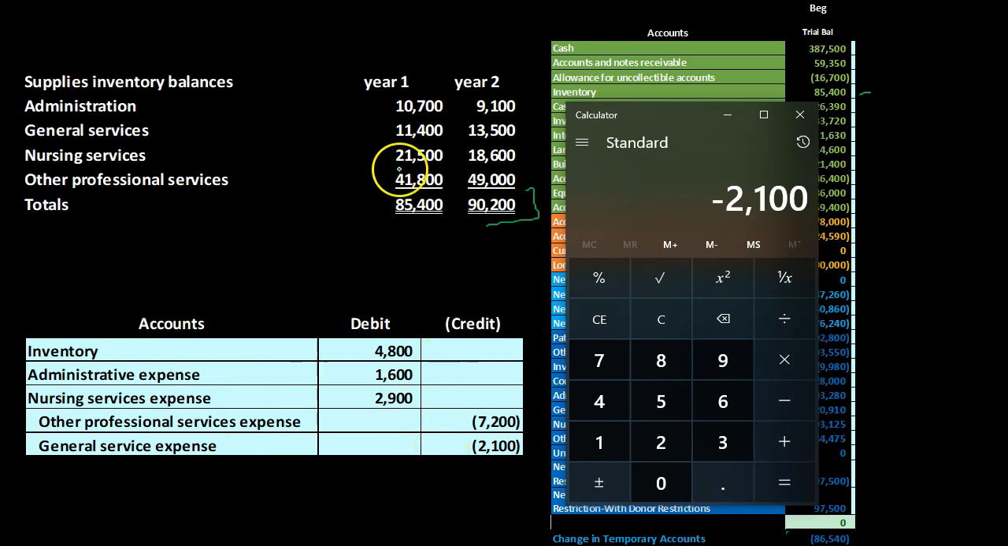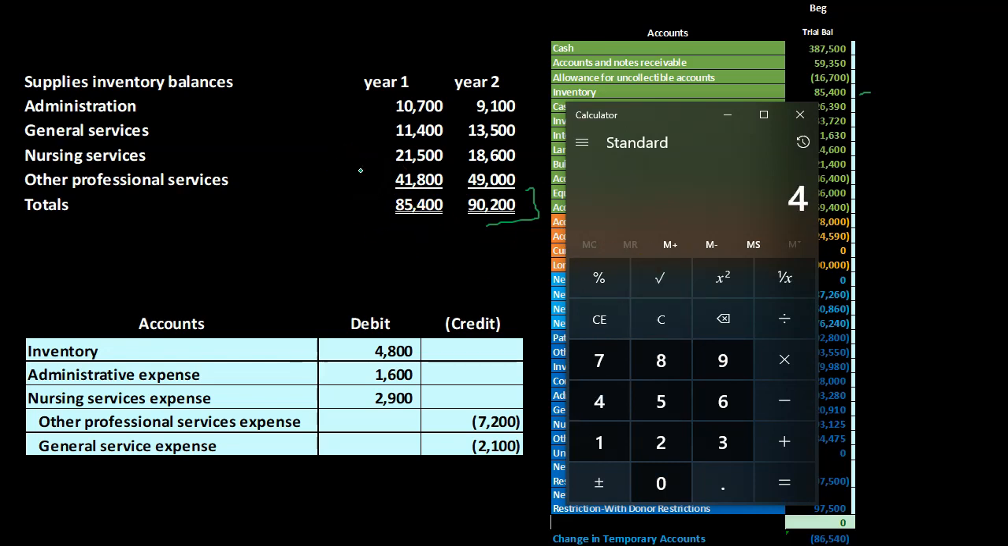Then we have the nursing. So the nursing is at 21,500 minus the 18,600. That gives us the 2,900. It went down, so we're going to debit, kind of like an expense. And then we've got the 4,180 minus the 4,900. And that doesn't look right.